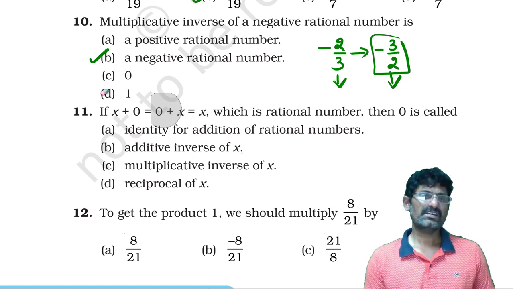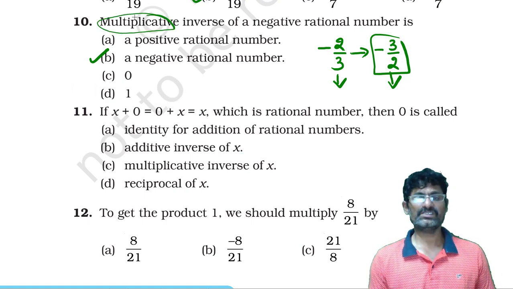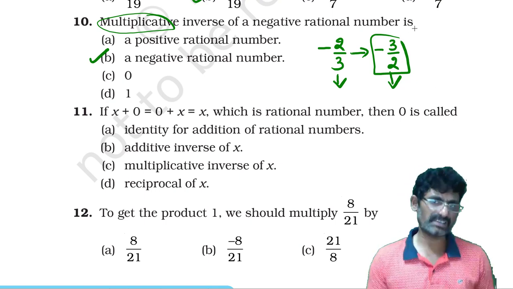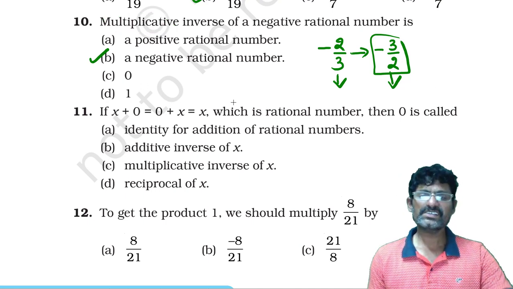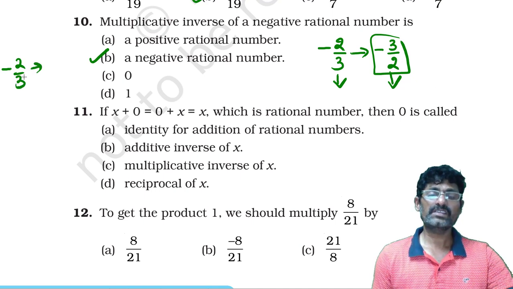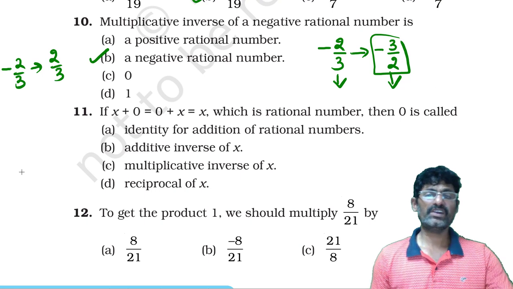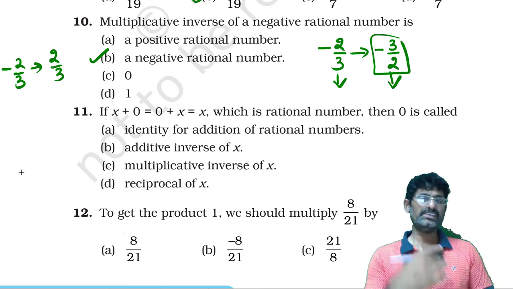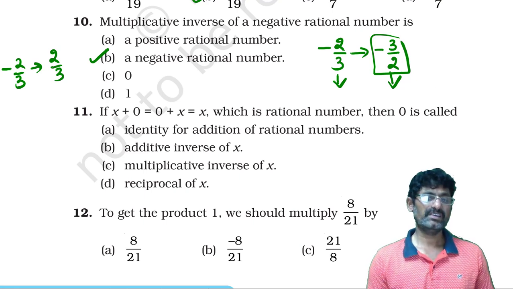Suppose instead of the multiplicative inverse, we have the additive inverse of a negative rational number. Suppose the question is like that, then what will be the answer? That is what we need to think about. Let us take the same example, negative 2 by 3. For negative 2 by 3, the additive inverse will be positive 2 by 3. So for a negative rational number, the additive inverse will be a positive rational number. Right, let us go to the 11th problem.